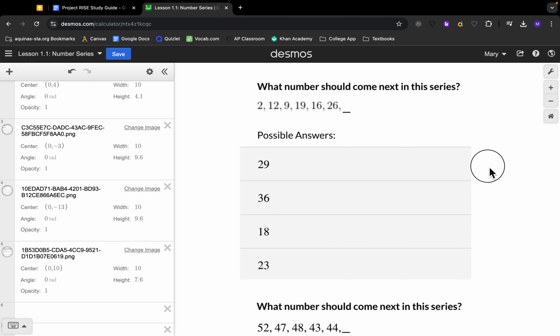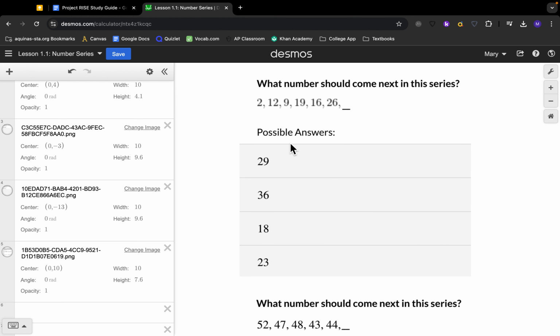So this first one is saying what number should come next in this series, and we're given 2, 12, 9, 19, 16, and 26.